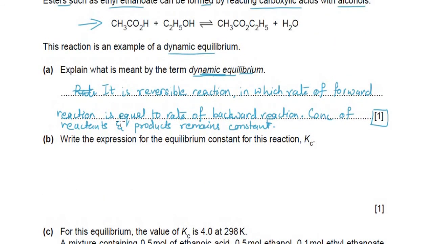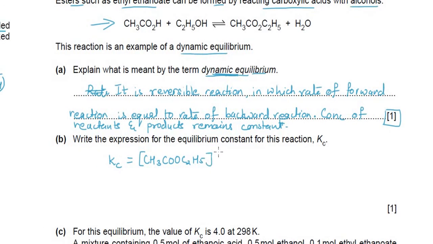Now if you have a look at the reaction, then Kc is equal to the concentration of the product, that is the ester CH3COOC2H5, multiplied by the concentration of water, divided by the concentration of the reactants, that is ethanoic acid, multiplied by the concentration of ethanol, that is C2H5OH. This is the expression for Kc.